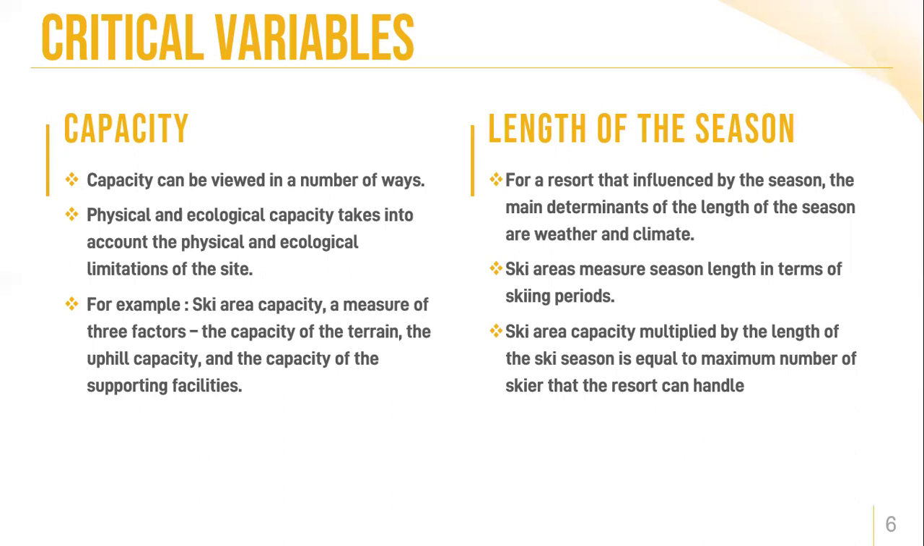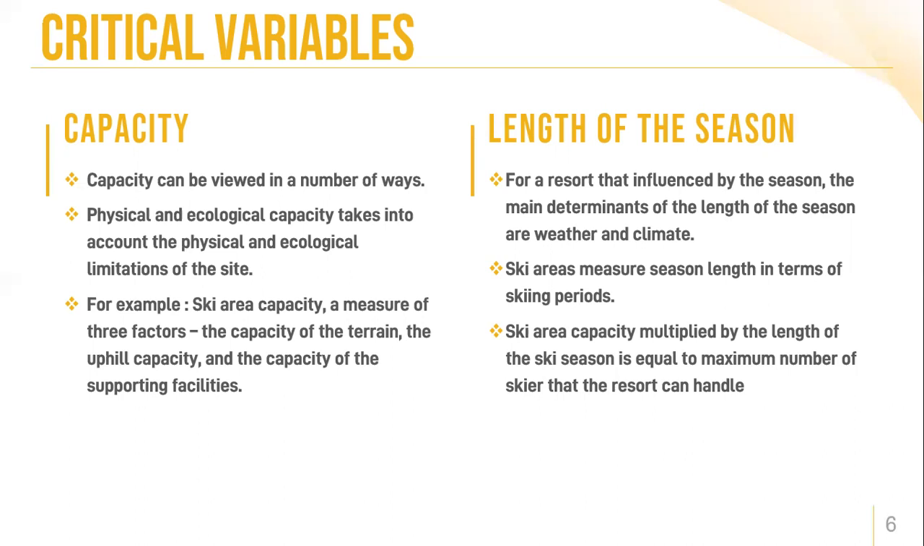Okay, so number two is length of season. The hypothesis for the length of season is: the longer the length of the season of the resort, the higher the profit that you can gain. Remember that. For example, for a ski resort, the season that is important for them is snow season or winter season. When the winter season is long, more people can come to your place.